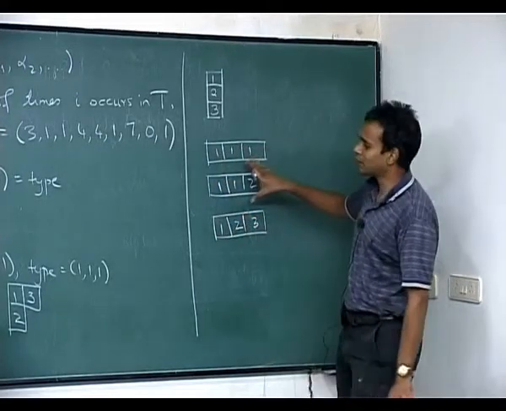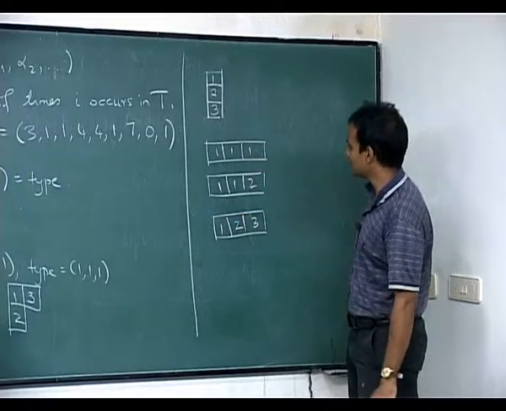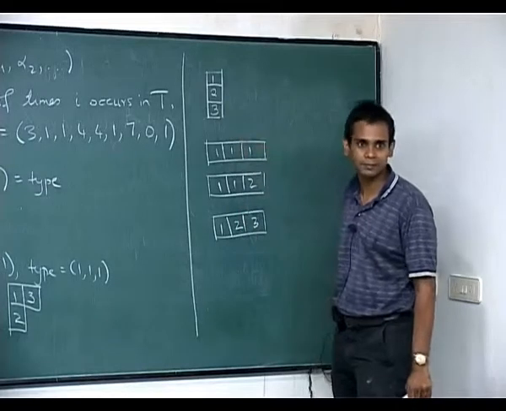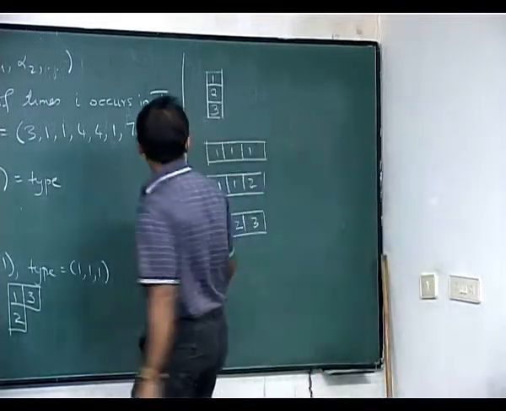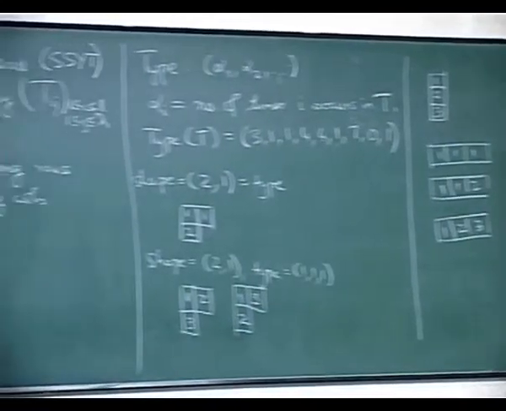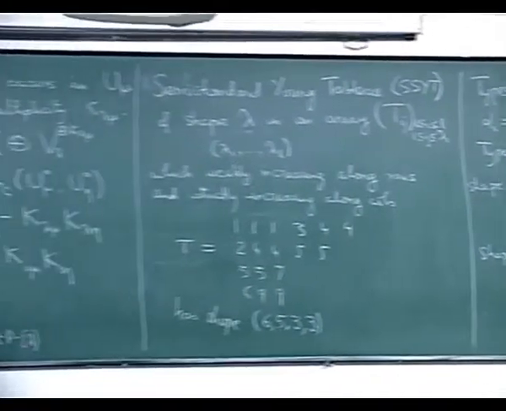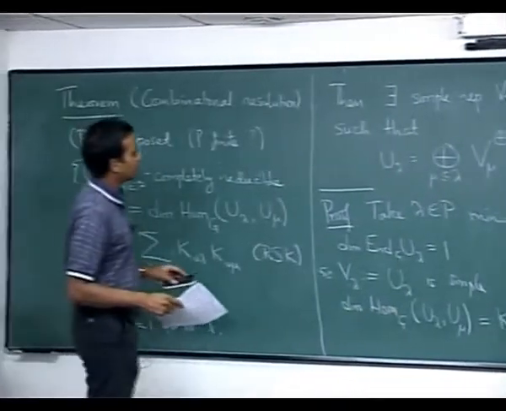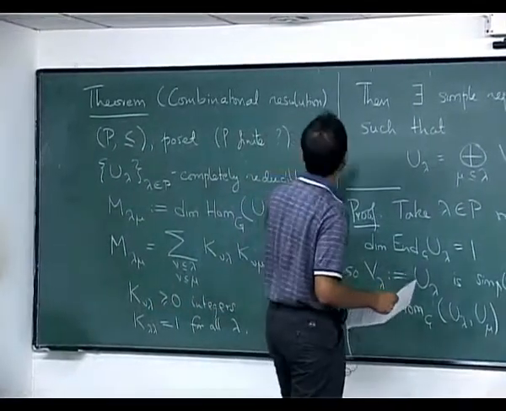So this shape, there are lots of semi-standard Young tableaux. This shape, there is only one. These are the 2 extreme shapes, we will see. Let me keep the hypothesis of the theorem.